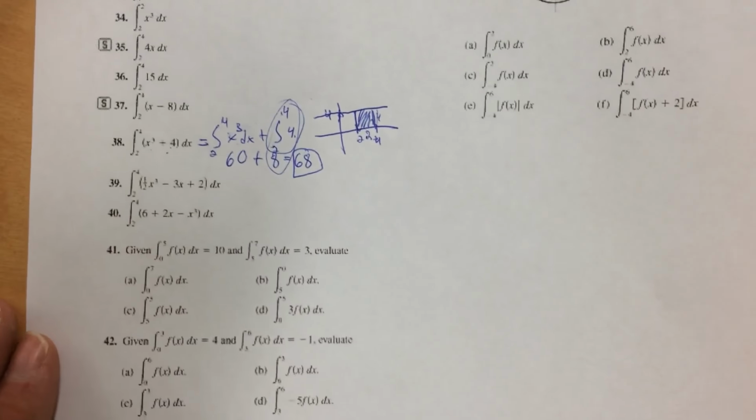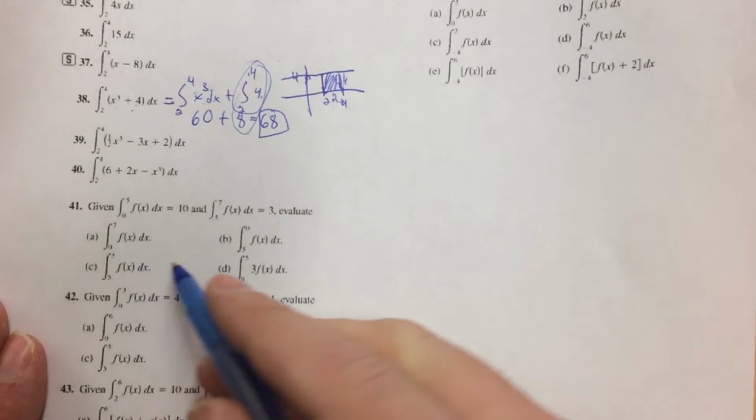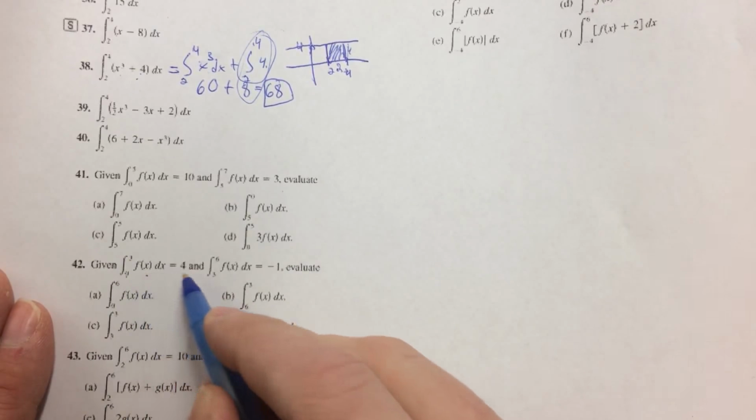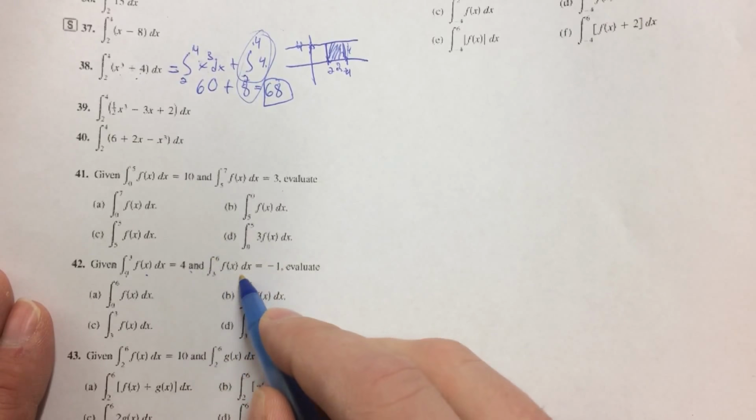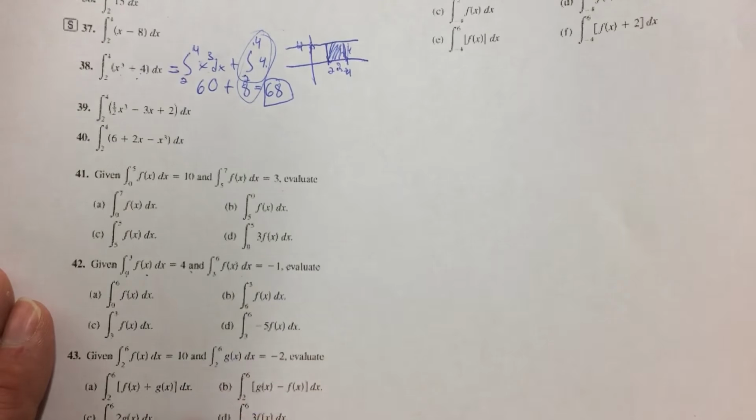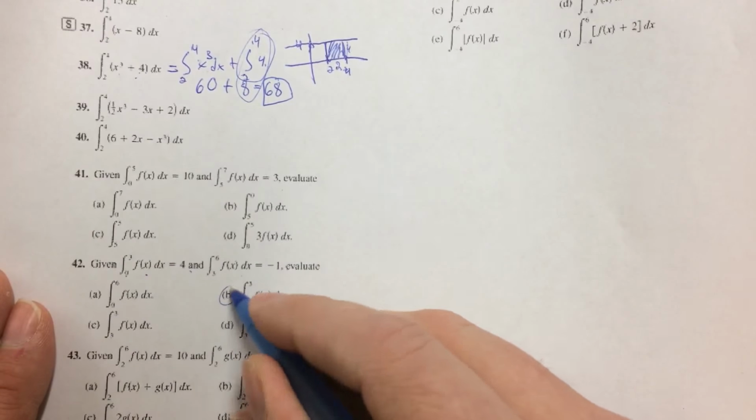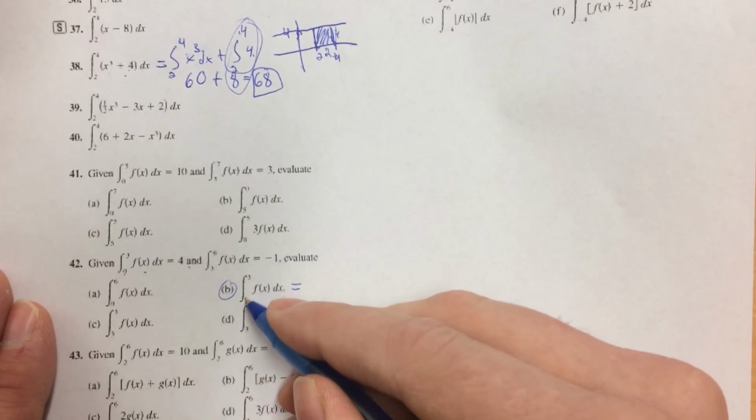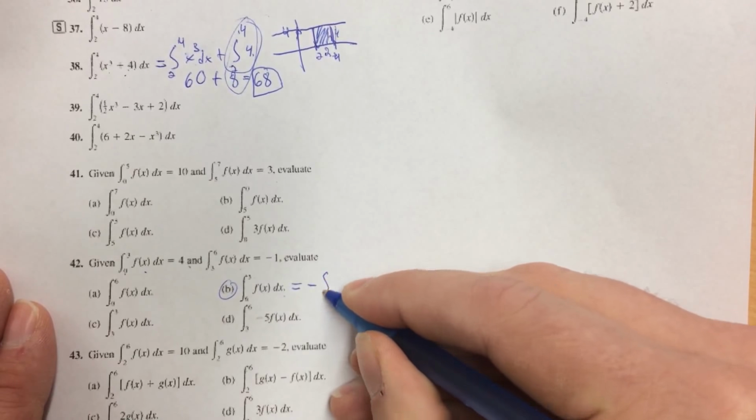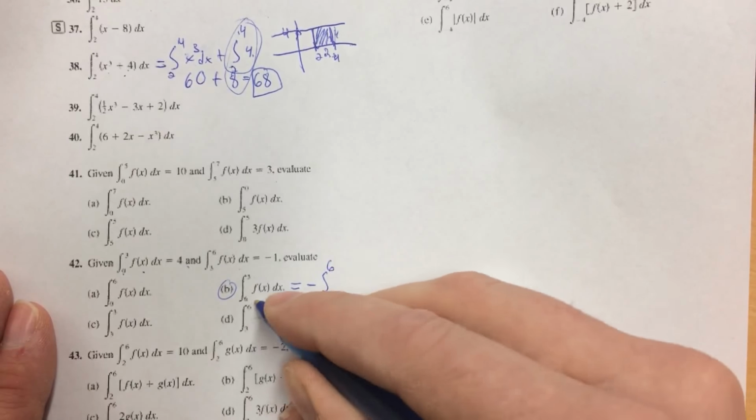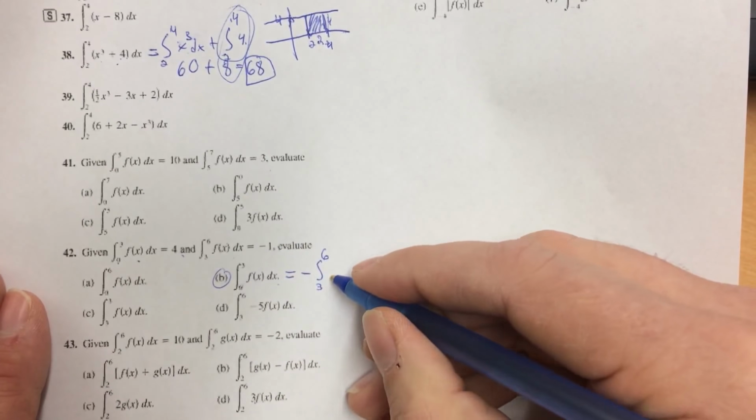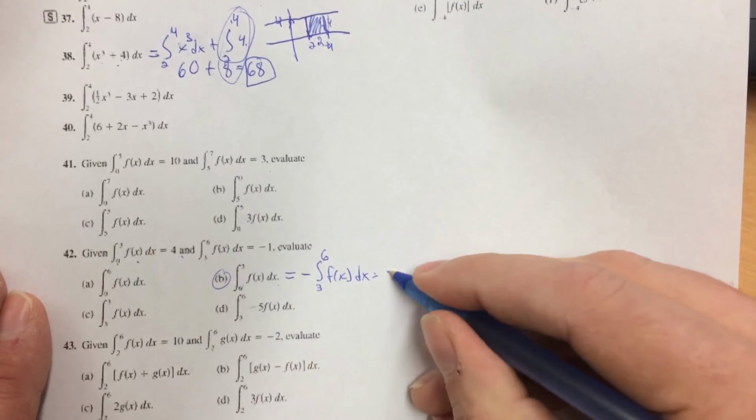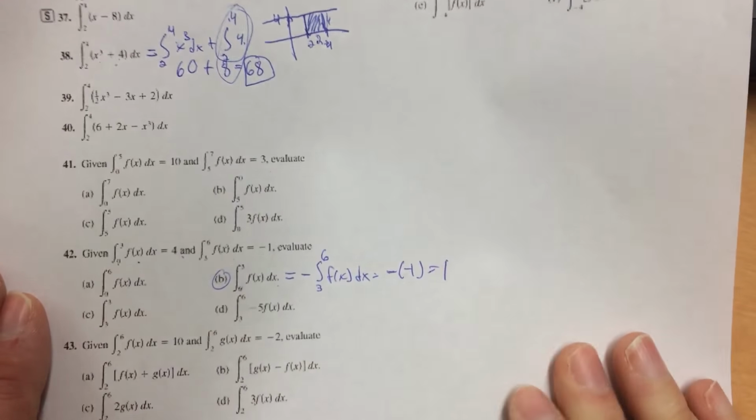All right. More properties. 41. I'll do 42 here. It says, given that the integral from a to 3 of f of x equals 4, and the integral from 3 to 6 of f of x is negative 1, evaluate, I'll do, I don't know, b. The integral from 6 to 3 of f of x, well, if it's going backwards, that's the same as the negative of the integral from 3 to 6. So instead of 6 to 3, I'm going to rewrite it as negative the integral from 3 to 6 of f of x, which is negative negative 1, which is positive 1.